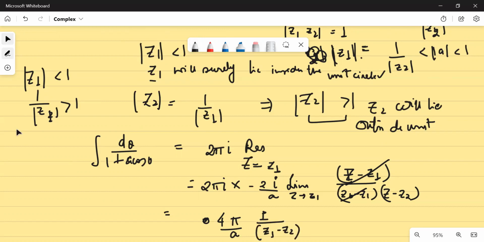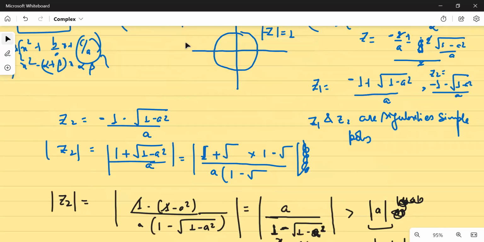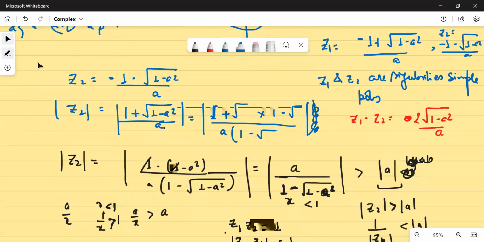And what would be z1 minus z2? You can clearly see that if I try to find z1 minus z2, यहाँ मैं लिख देता हूँ, z1 minus z2 क्या होगा? So z1 is this, z2 is this, so z1 minus z2 will be equals to root over 1 minus a square upon a and 2 times. Is that clear? See, z1 minus z2 you can clearly see. Is that clear? Yes, sir.